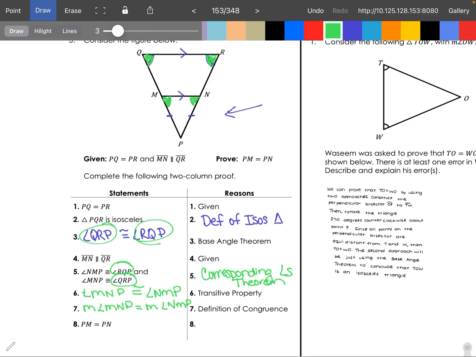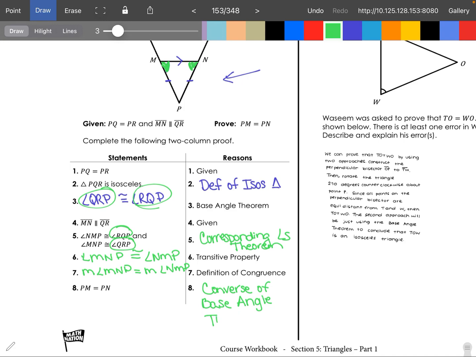All right, so now that I've proved that those measures are equal, by the converse of the base angles, then I know that their sides must be equal to each other. All right, and that is pretty much it.